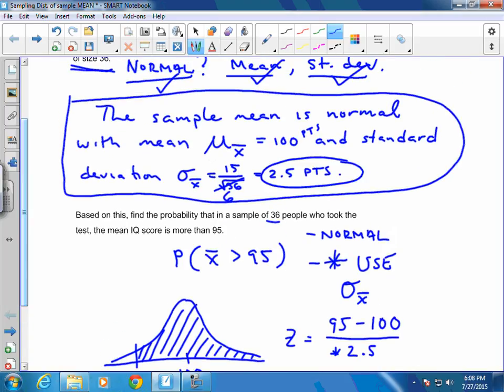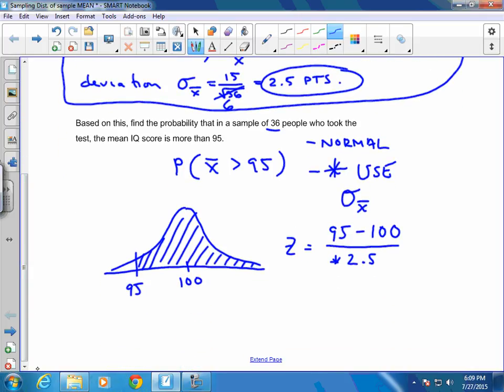Because this was a probability question about the sample mean, it was not a probability question about an individual IQ. Had this been phrased, find the probability that a randomly selected person has an IQ above 95, then that would be a question about an individual data value, so you would use the standard deviation for the individual values, which would have been 15. Here, probability question about the sample mean, we got to use 2.5, the standard deviation of the sample mean. Well, that's convenient here because 95 minus 100 is negative 5. Negative 5 divided by 2.5 turns out to be negative 2.